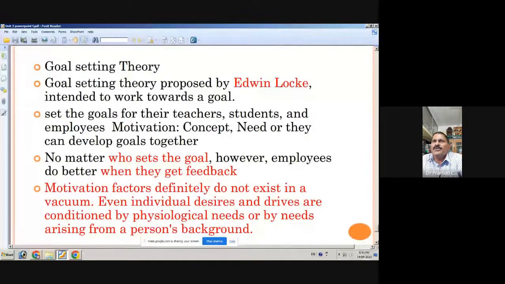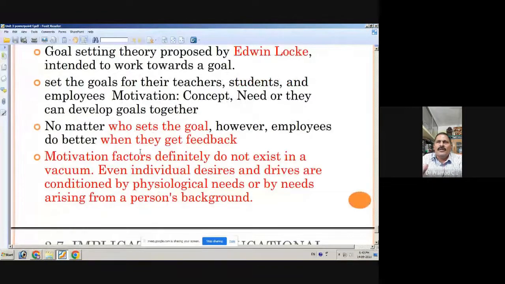Another is goal setting theory, and this theory is proposed by Edwin Locke. First we have to decide the goal, we have to decide the objectives, then automatically we will set the goals. When we set the objectives, the students, teachers and employees sit together and plan something to achieve the goal. When we are setting the goals, we must know what type of feedback we will get and how we can do better.